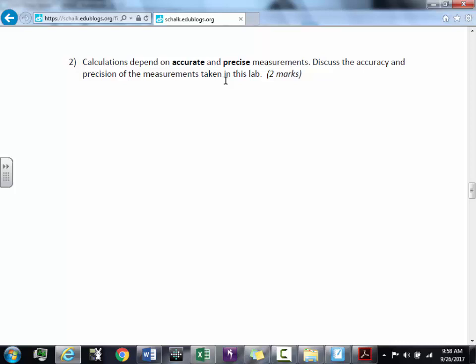Let's say you're using a scale. The scale is probably accurate so long as it's been calibrated properly, but its precision depends on how many decimal places it gives. So if the scale goes to the nearest tenth, that's not as good as to the nearest hundredth or thousandth.